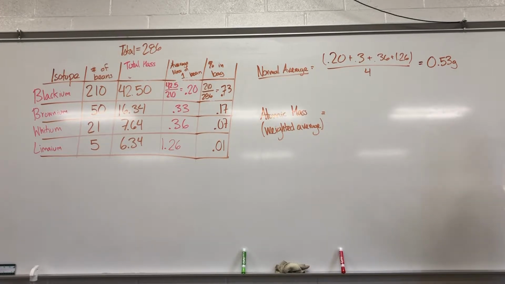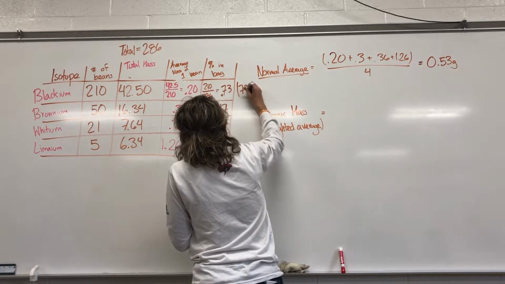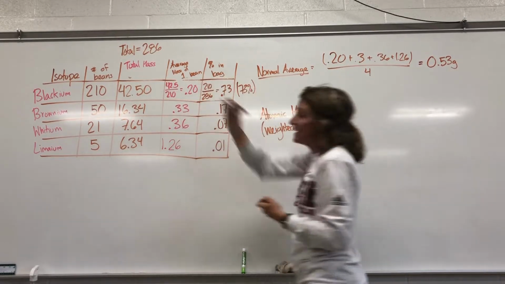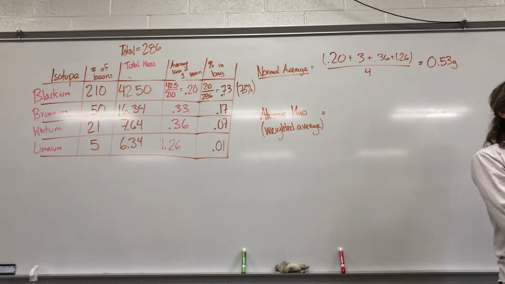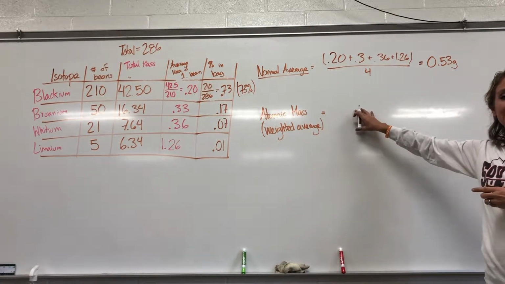Okay, I'm going to leave them in decimal form, because when you use percentages in a mathematical equation, they need to be in decimal form. But keep in mind what it represents, right? This represents that 73% of my beanium is the isotope blacium.